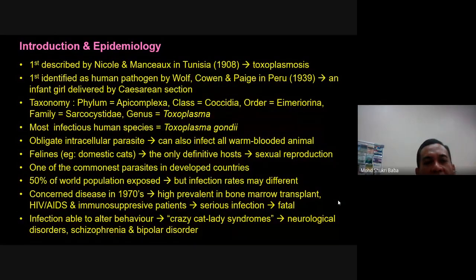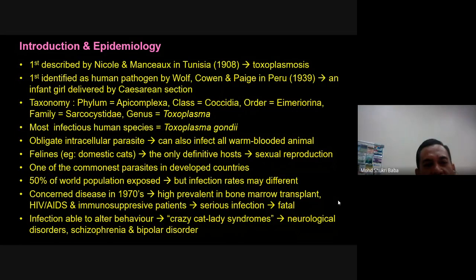Kumpulan haiwan, a group of felines seperti cats, domestic cat, okay, kucing-kucing yang kita pelihara tu, alright, is the only definitive host, which is it can reproduce by sexual. One of the commonest parasites in developed countries, in USA, di Japan, negara-negara yang sudah pun maju. 50% of world population exposed, but infection rates may differ. Concern disease bermula pada 1970s.